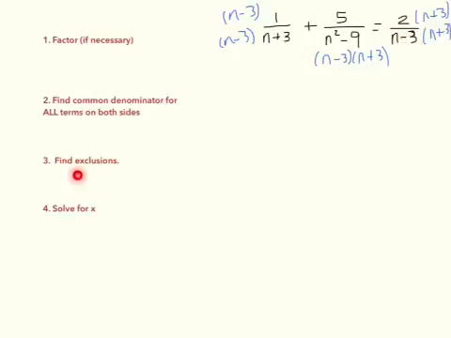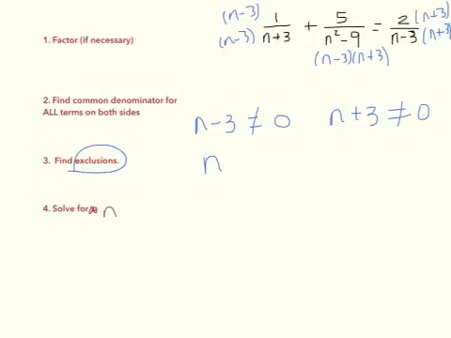And now I want to find the exclusions. So that means what n absolutely cannot be, because we're solving for n. Okay, so we want to know what n can't be. And remember, with fractions, you can't have the bottom of a fraction be 0. So we can take our common denominator, set it equal to 0, because it can't be 0, and that's how we find our exclusions, what n cannot be or x cannot be.